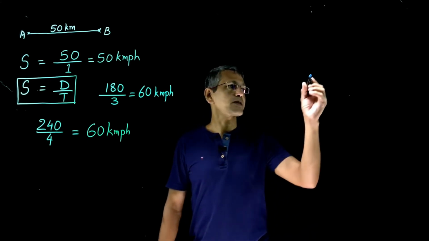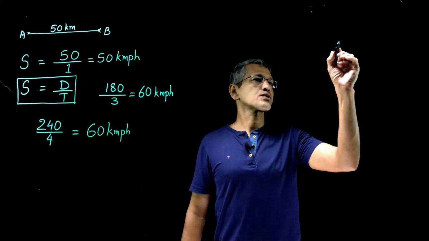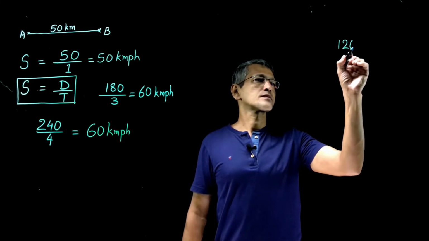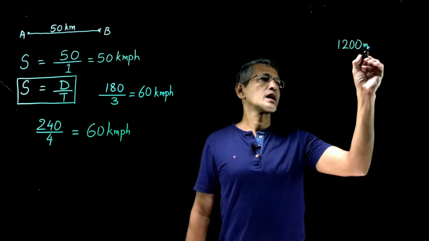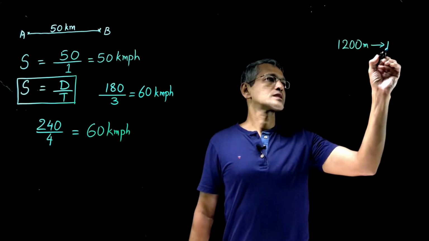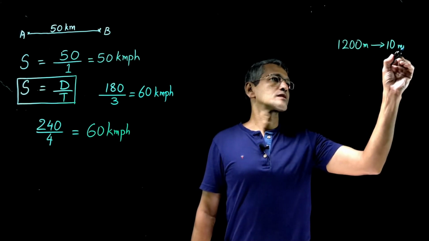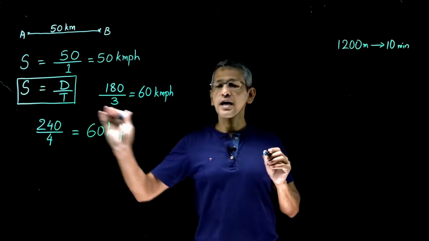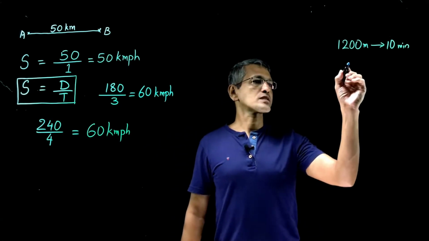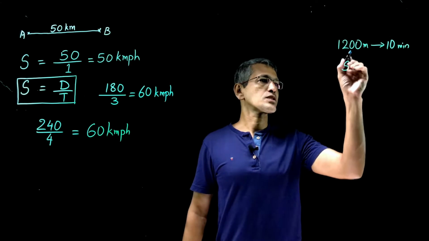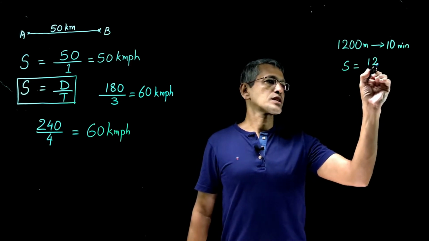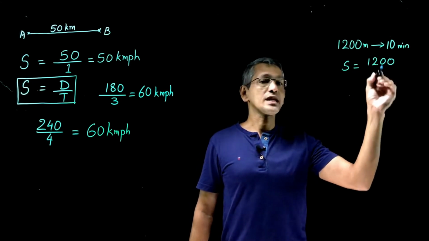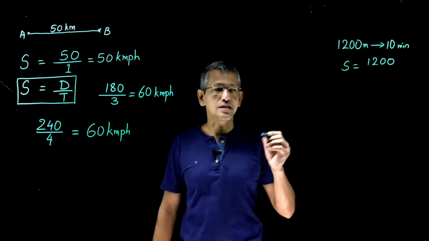Let's say a person walks a distance of 1200 meters in 10 minutes. So what is the speed? Again, speed is distance by time. So here, what is the distance? Speed is equal to distance by time. So distance is 1200 meters. It's not kilometers, it's meters.